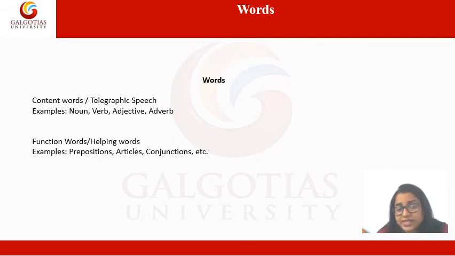Okay, come to the next slide, that is based on words. What is a word in morphology? Because what we are doing, the study of morphology, is a study of words. So what is a word actually? The definition of word, we can say a word is made up of one or more than one morpheme. Each word has its own meaning, that is, listing.